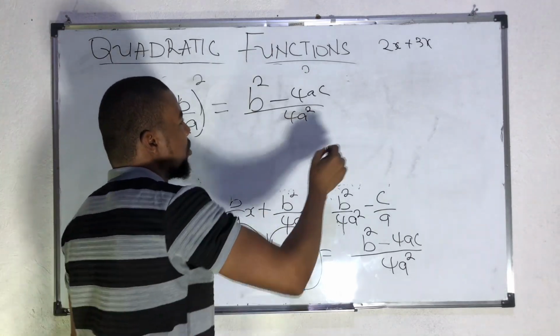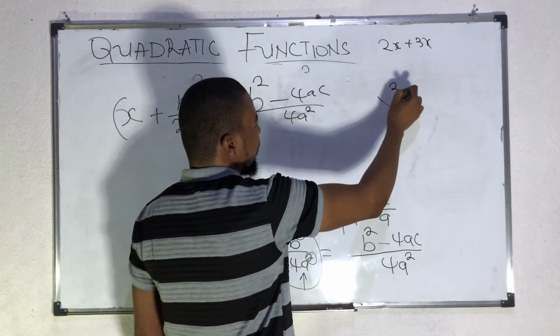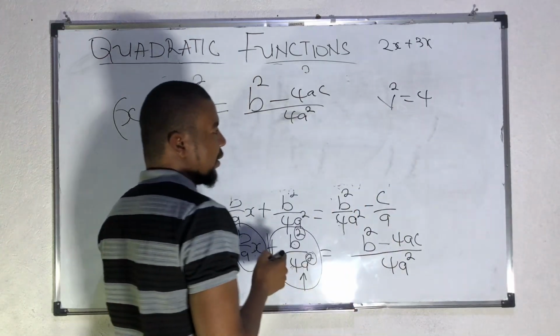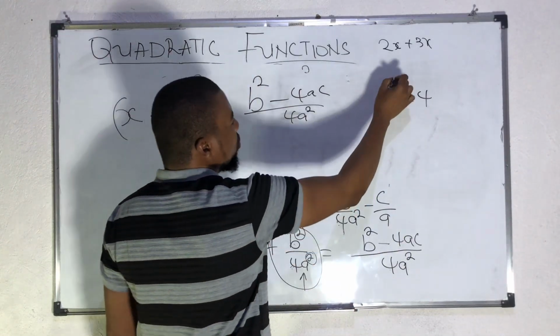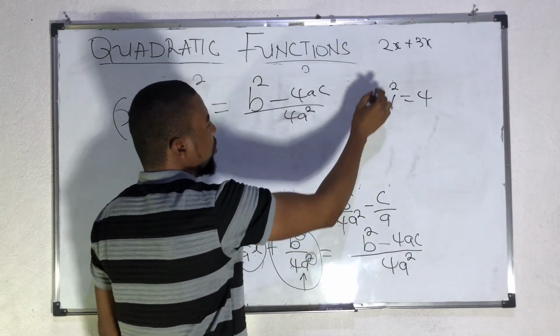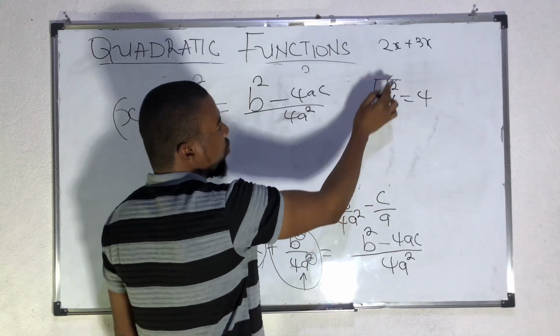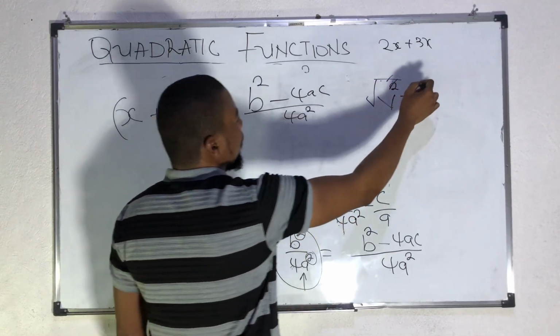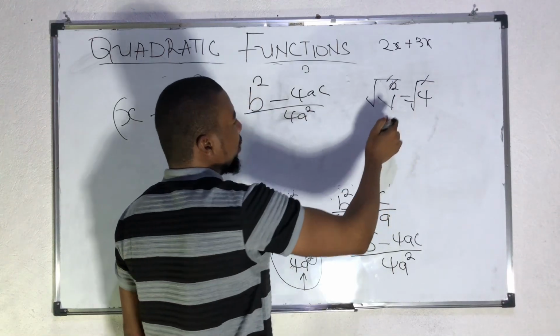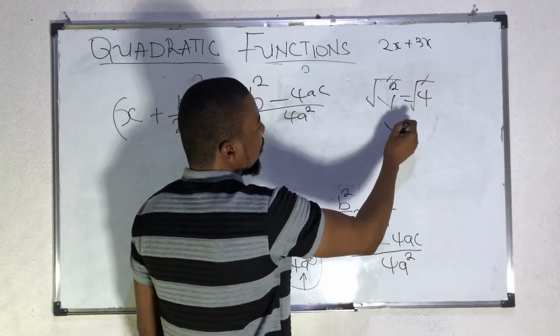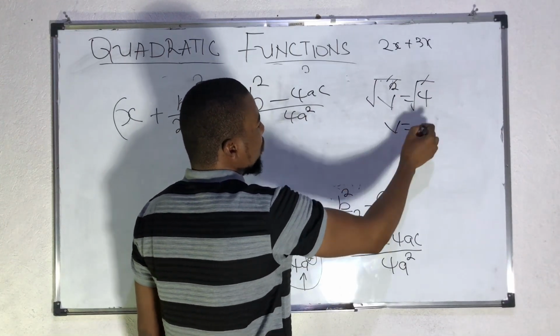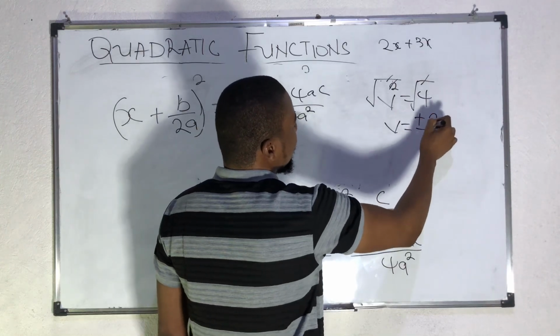For example, let's say you have v squared is equal to 4, right? To remove the square attached to the v, you simply square root both sides. The square root will cancel out the square, and the square root of 4 means v is going to be equal to plus or minus 2.